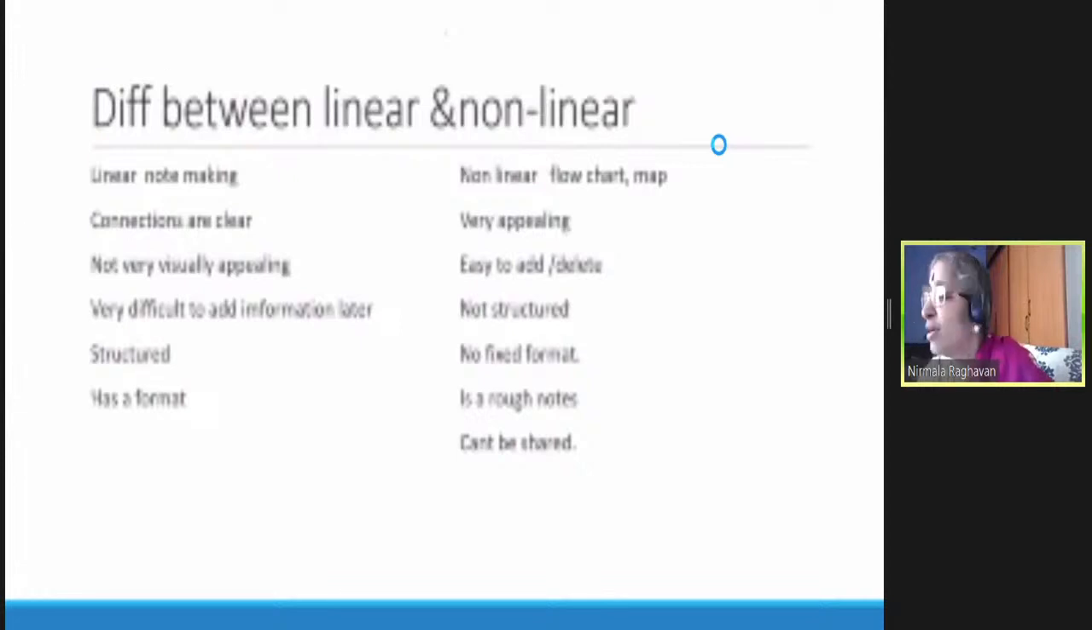Use the symbols in summary? Don't use symbols in summary. Okay, this is only for the notes.